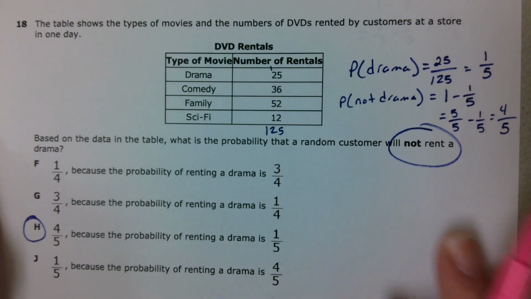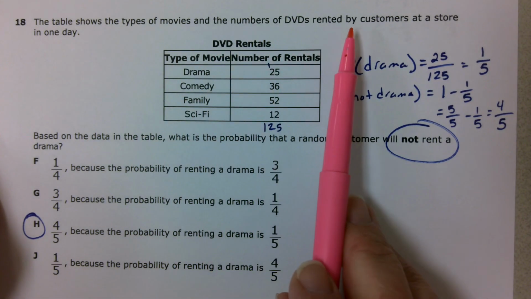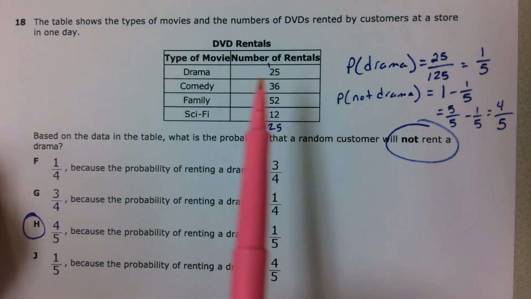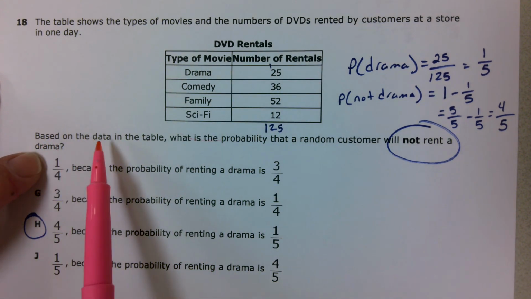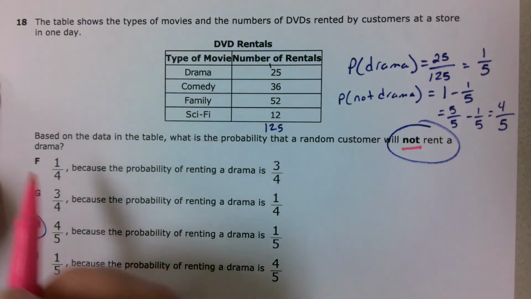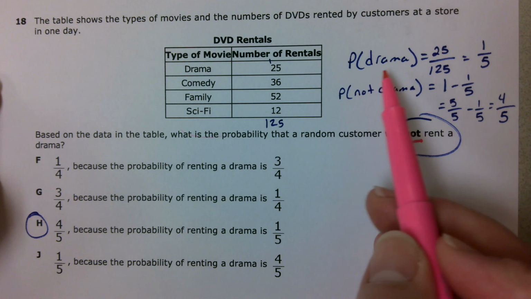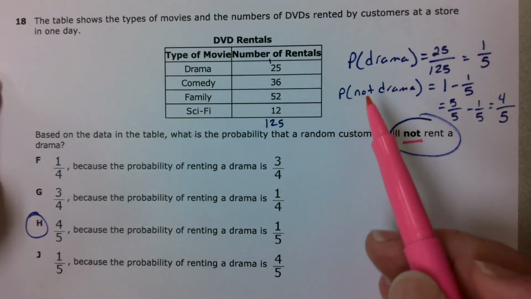Number 18, the table shows the types of movies and the numbers of DVDs rented by customers at a store in one day. So here we've got this. Based on the data in the table, what is the probability that a random customer will not rent a drama? So the probability of a drama, and then I need to say the probability of non-drama.